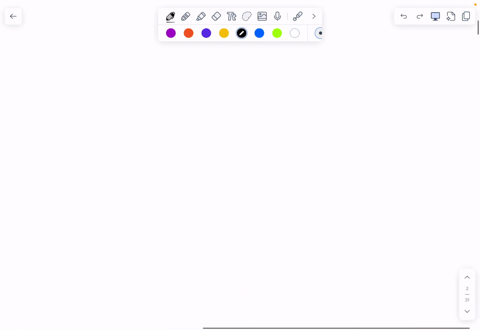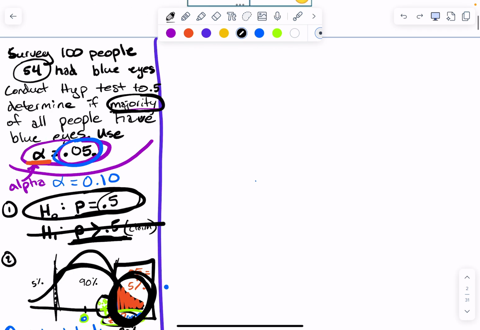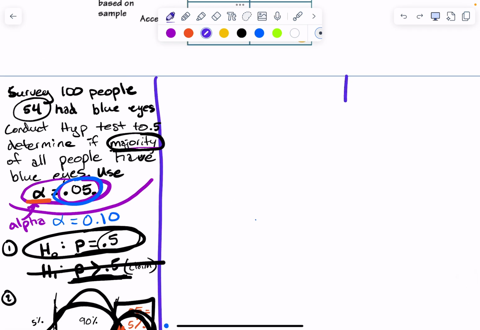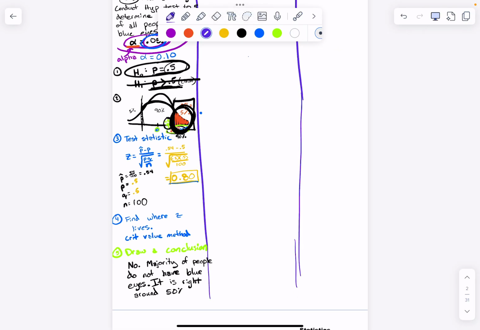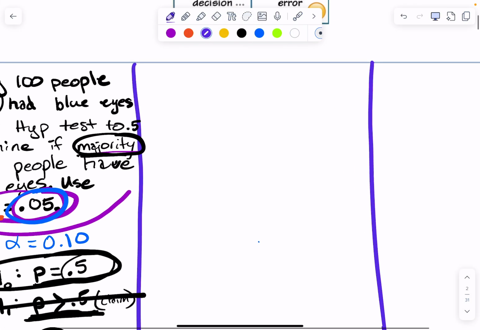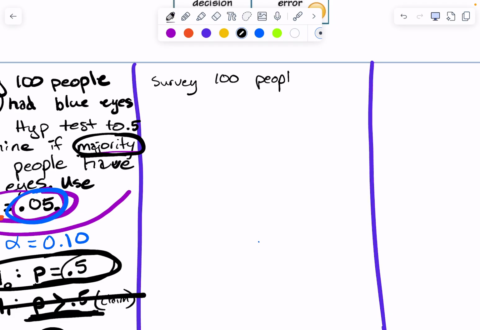All right, we're going to do one more column. This will go faster this time because we know what we're doing. Maybe, hopefully. Okay, middle column. I'm going to make it just slightly different. What should we talk about now? We should still survey 100 people. Yeah, I like that. Okay. Survey 100 people.